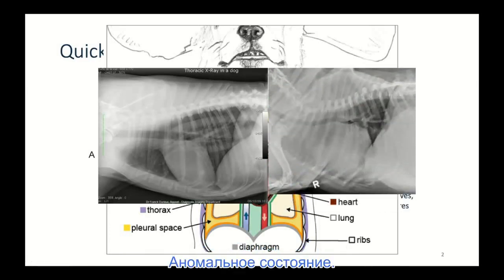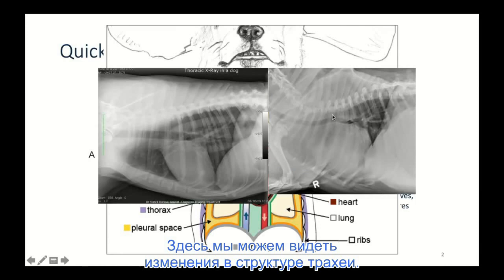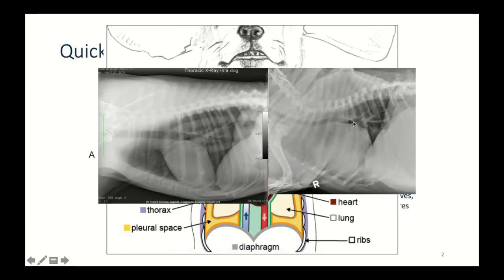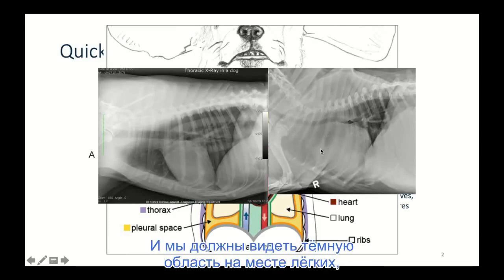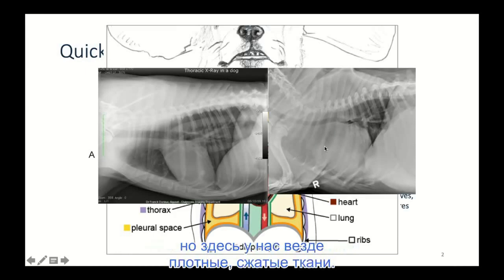Abnormal, we can start to see here we have some modification of the trachea. So the trachea is not in its normal place. And where it should be all black, where the lungs are, we have a whole bunch of diffuse thickened tissue. So that's a pretty common look for a mediastinal tumor.